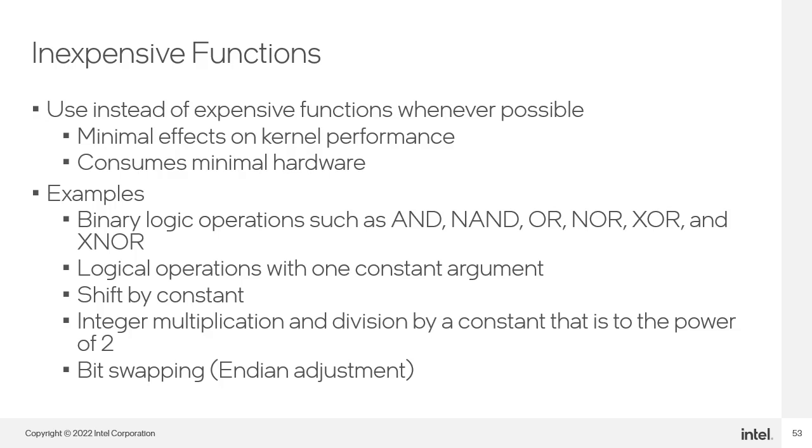They are small and thus fast, and you can get the best out of your FPGA by using them. Examples are binary logical operations such as AND, NOR, NAND, XOR, or XNOR. FPGAs were originally built for logic operations, hence they perform very fast on logic operations without taking much hardware. Shifting is small and fast, and integer multiplication and division by a constant that is a power of 2 will be implemented as a shift. Also, bit swapping is very small and fast as well.